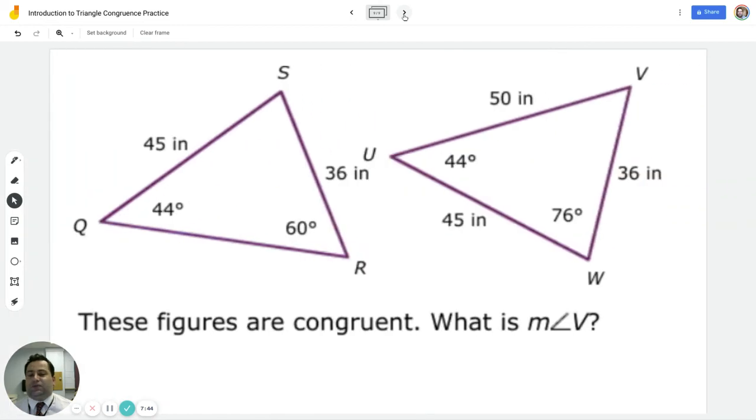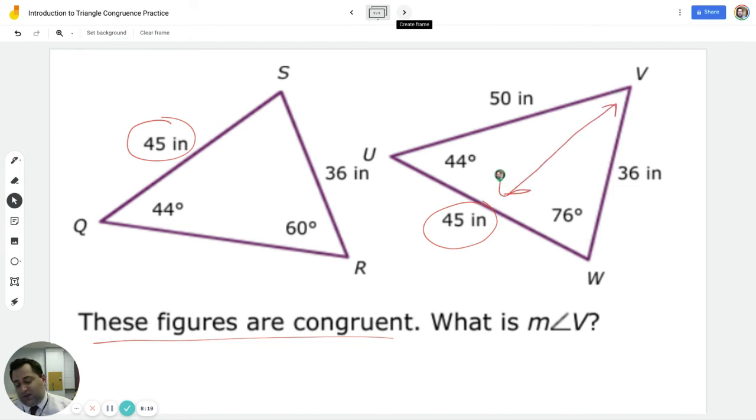Last one on the left side. Here it says, once again, these figures are congruent. So that tells me that all the sides are equal and all the angles are equal. What is the measure of angle V? So here's V. V is the third angle of that triangle. So we have to figure out a relationship, right? Well, if I'm looking here, I can see right away I have two 45 degrees, right? And it happens to be the side opposite the angle I'm trying to find.